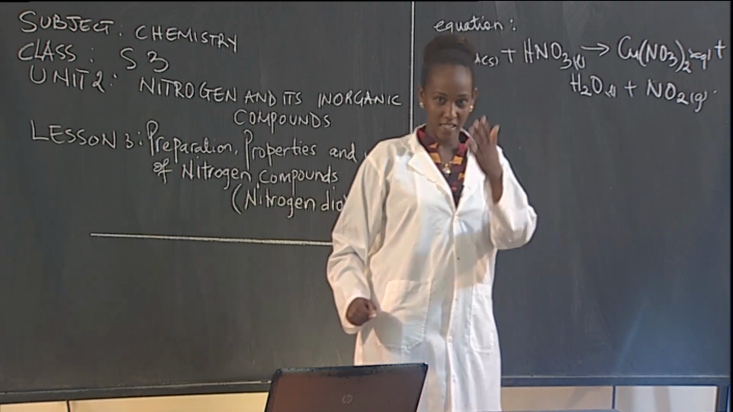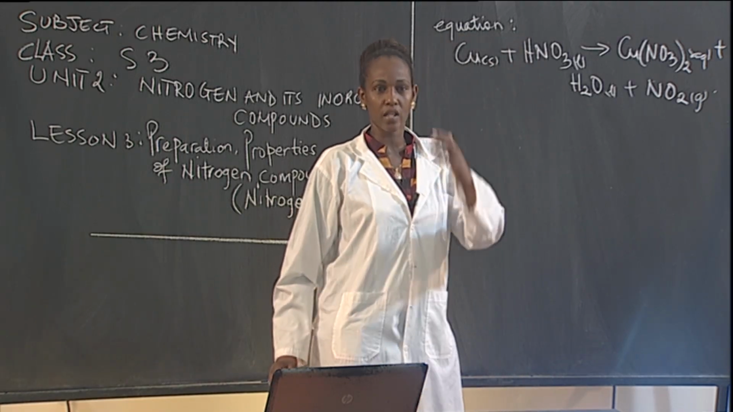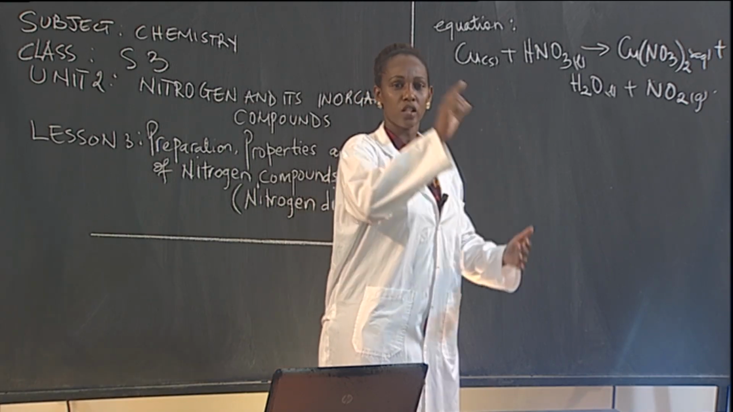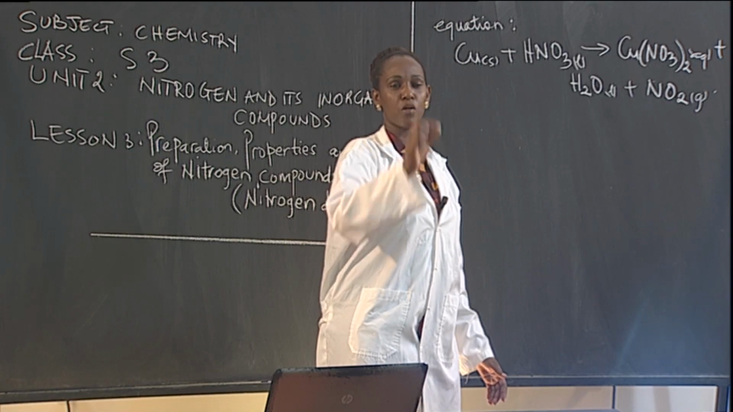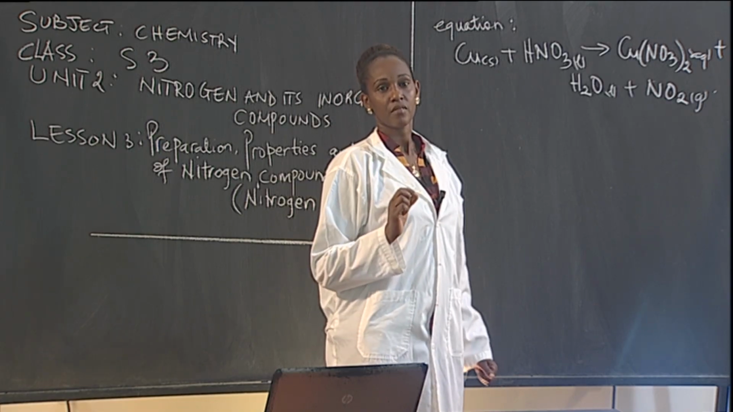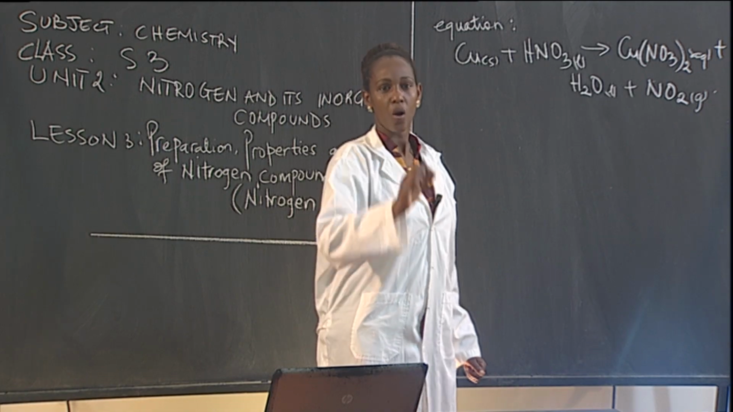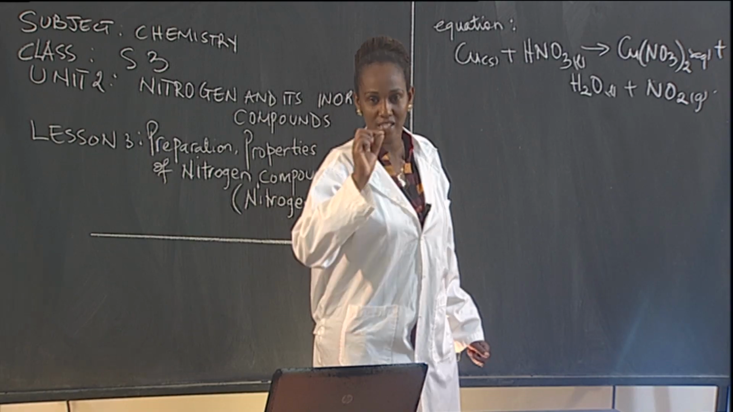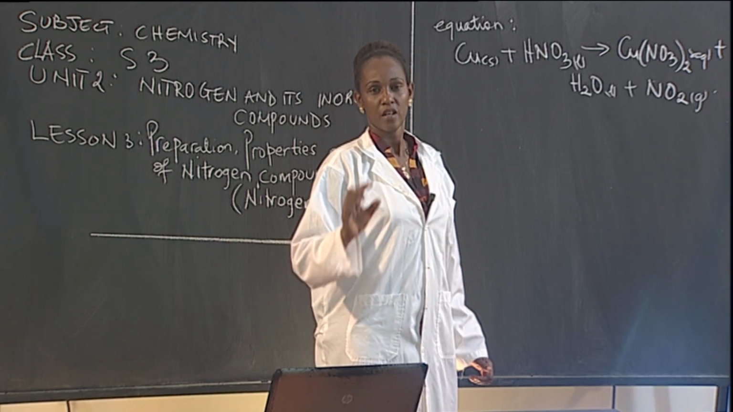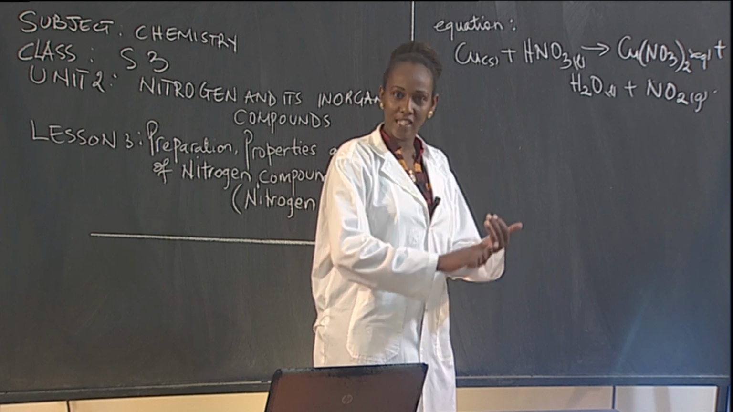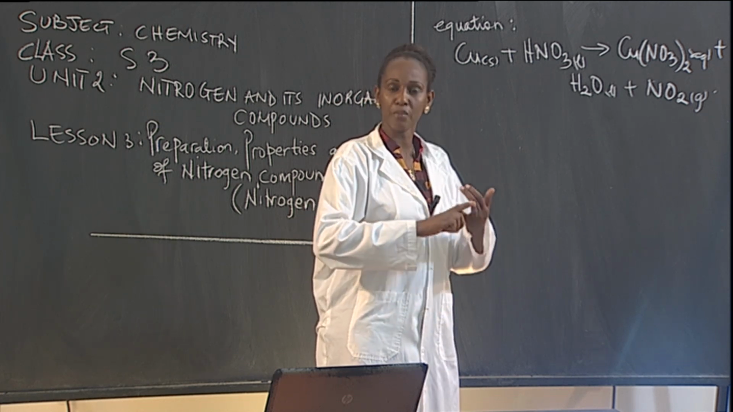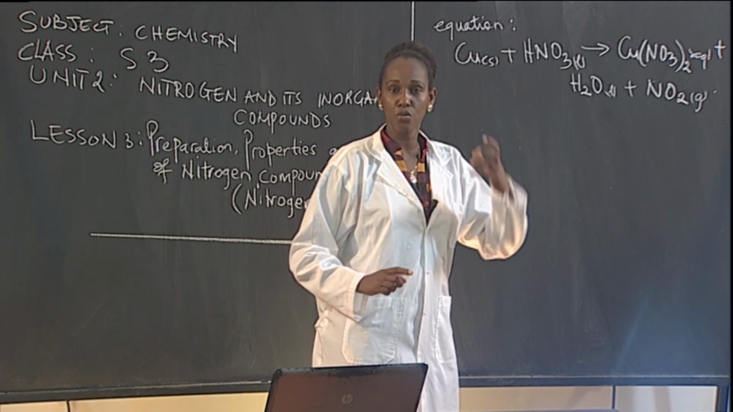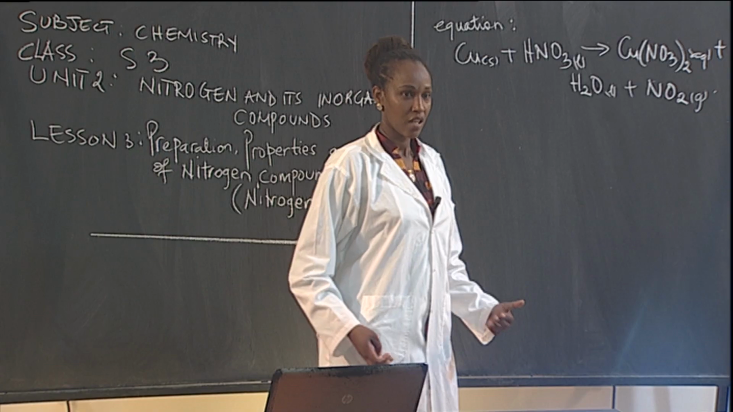I always emphasize this. When we are writing the equation, there are three things you need to put into consideration. One, you need to know how to write the symbols properly. You need to know how to balance the equation, and you need to put the states of matter. If you write an equation without states, without writing properly the symbols, or without balancing it, that is not a good equation in chemistry. All right? So we are balancing it.